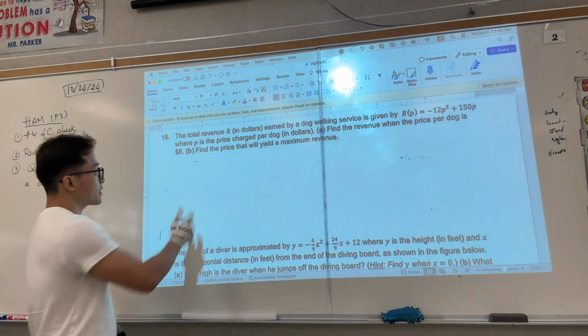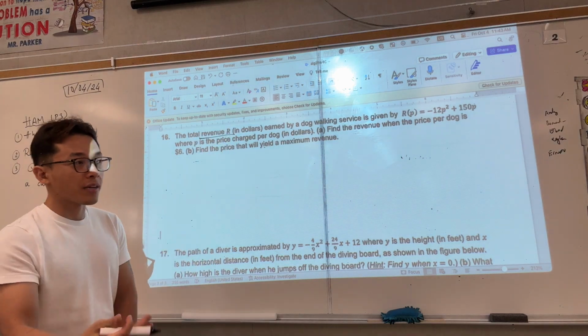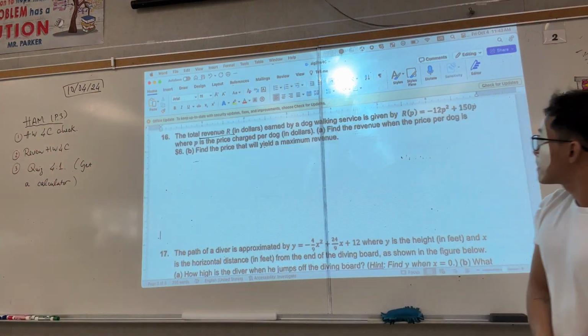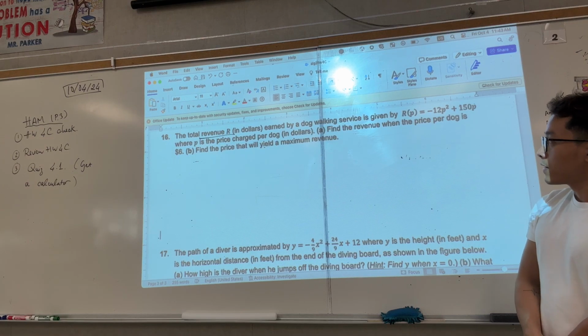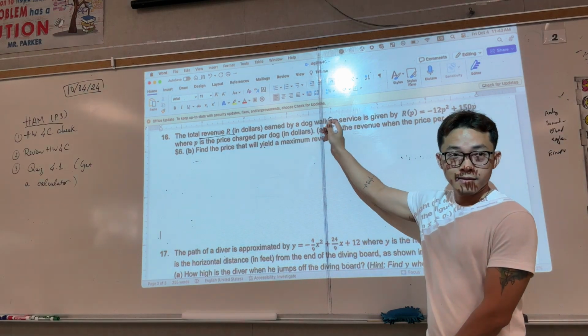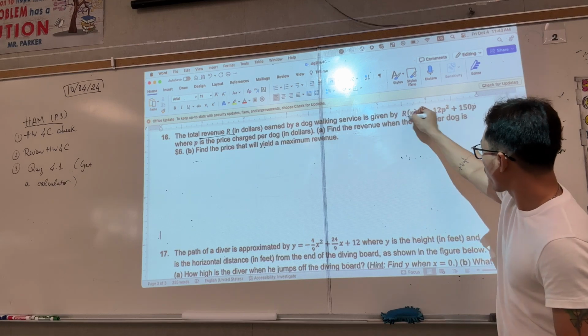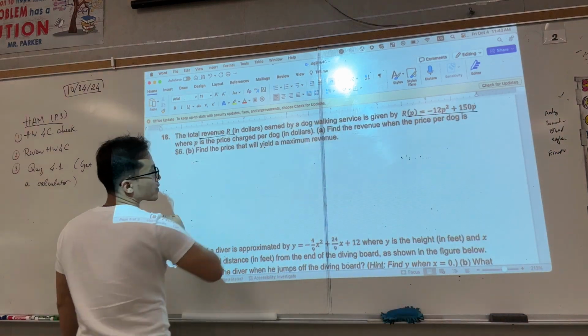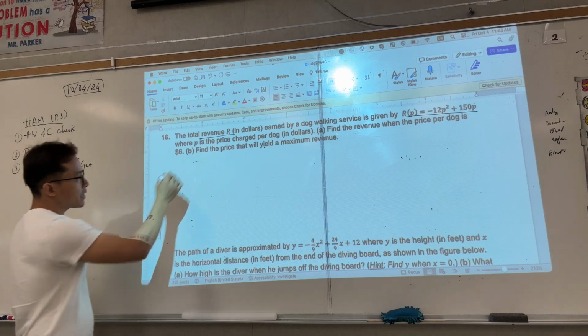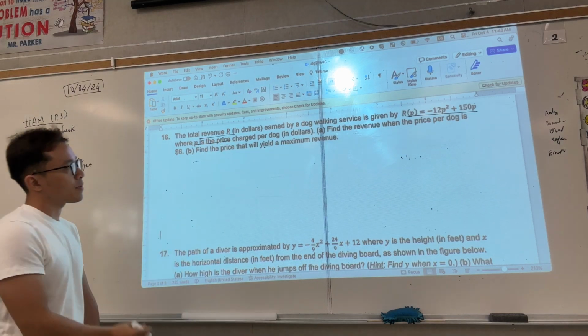R is the revenue. You need to know what the letter represents. What else? The equation. The equation. What else? P is the price. Okay, P is the price.